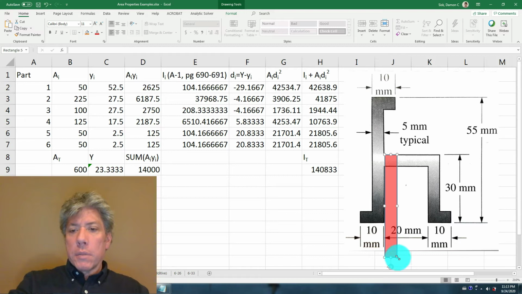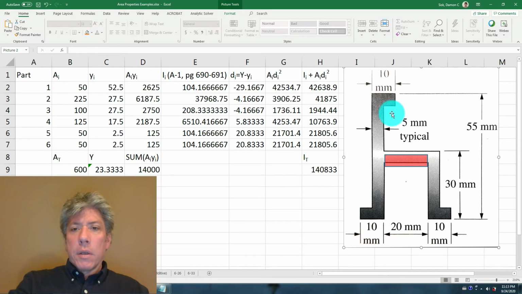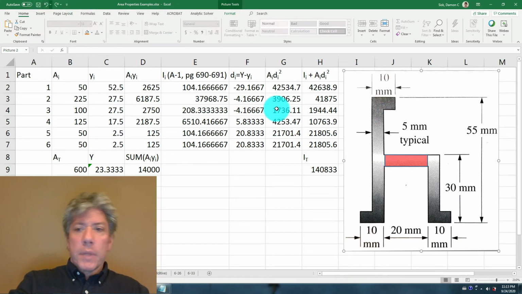Rearrange our rectangle a little bit. That must be that area right there, okay? Because that area, certainly its centroid, lies at, let's see, 30 minus 2.5. So 30 minus 2.5 would be 27.5. That's where this number comes from.